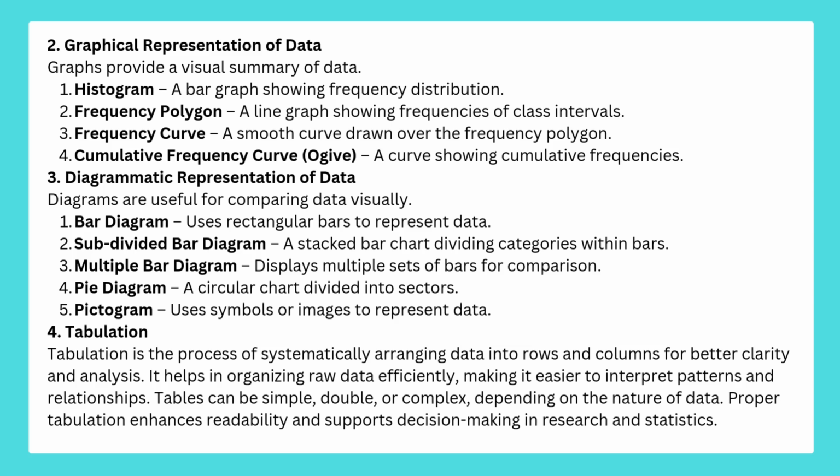4. Tabulation. Tabulation is the process of systematically arranging data into rows and columns for better clarity and analysis. It helps in organizing raw data efficiently, making it easier to interpret patterns and relationships. Tables can be simple, double, or complex, depending on the nature of data. Proper tabulation enhances readability and supports decision-making in research and statistics.